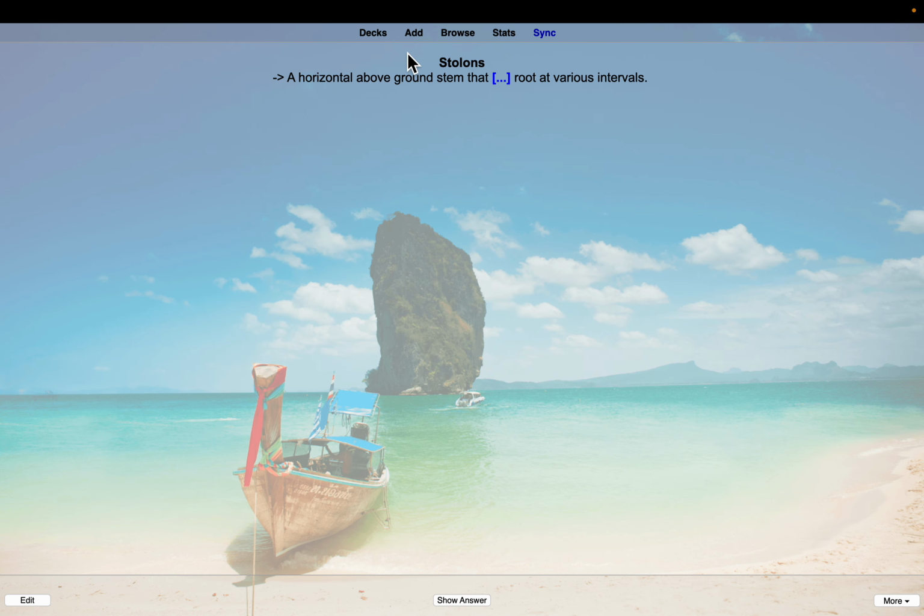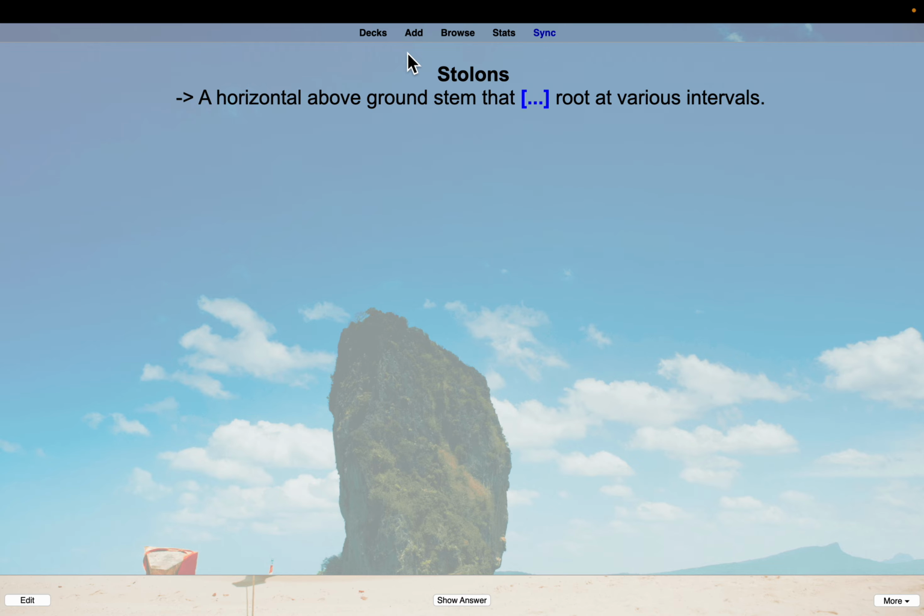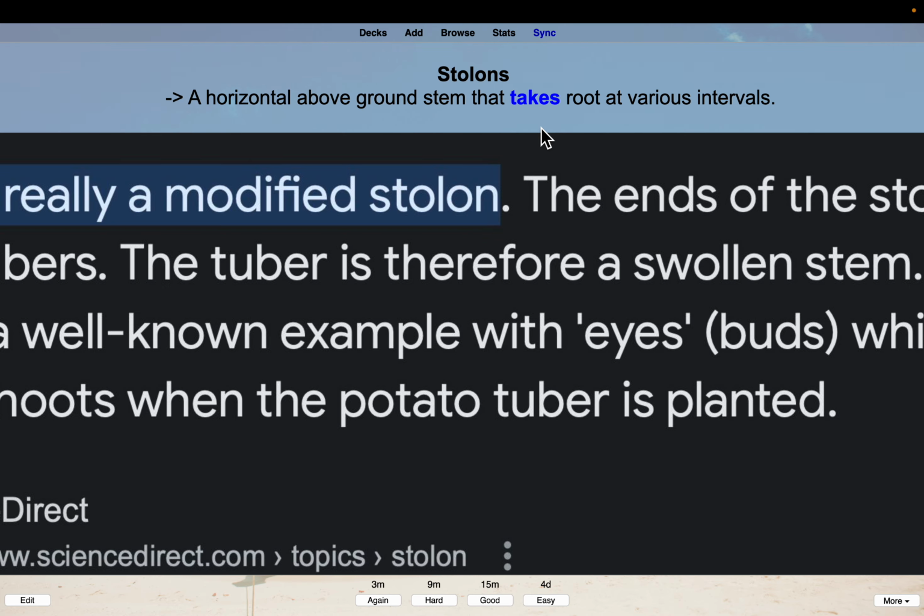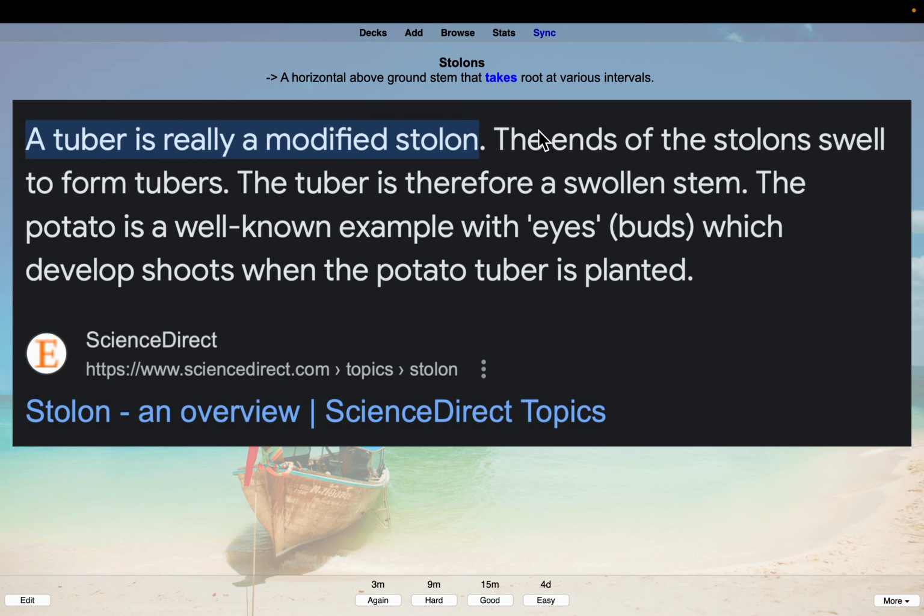Okay. Stolons, a horizontal above ground stem that takes root at various intervals. Okay, so a tuber is a more specific kind of stolon.